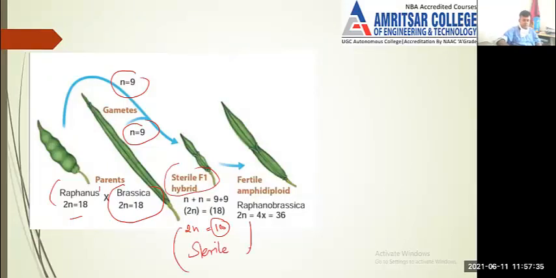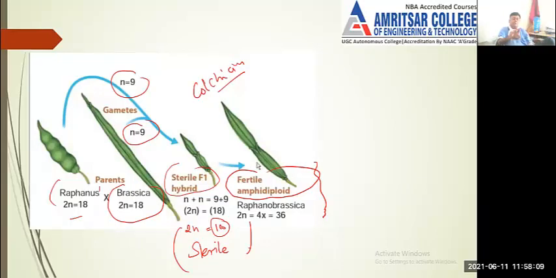Suppose you get a hybrid plant after crossing two parents of different species, then it is sterile. So how will you get a fertile plant? You just add colchicine. Colchicine will convert them into fertile amphidiploids.